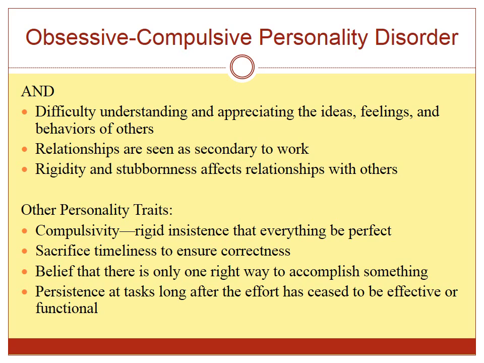They have a difficulty understanding and appreciating the ideas, feelings, and behaviors of others. Their relationships are seen as secondary to work. They have a rigidity and stubbornness which affects relationships with others. And they tend to be very compulsive. They have this insistence that everything be exactly the way they want it, and in their mind, the way they want it is perfect. They are willing to sacrifice getting something done on time in order to make sure that it's 100% perfect or, in their mind, correct.